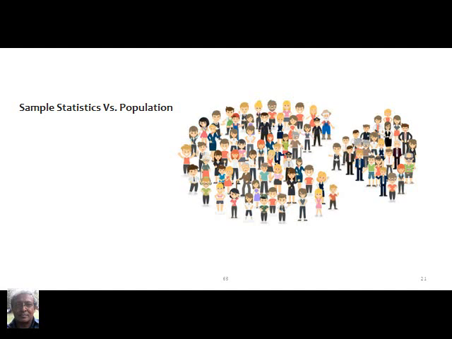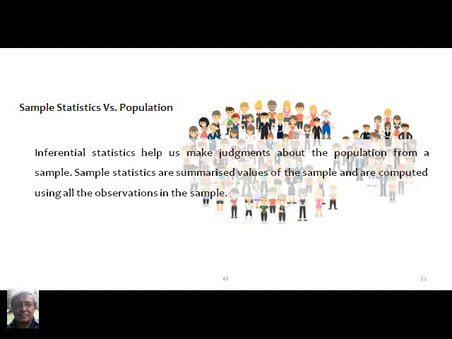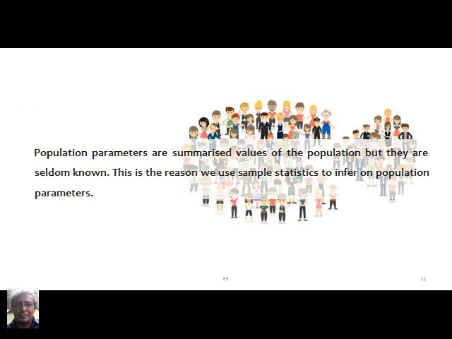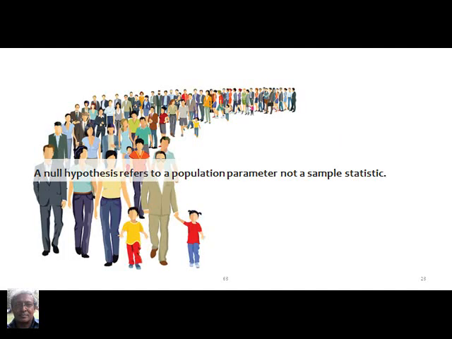Sample statistics versus population. Inferential statistics help us make judgments about the population from a sample. Sample statistics are summarized values of the sample and are computed using all the observations in the sample. Population parameters are summarized values of the population, but they are seldom known. This is the reason we use sample statistics to infer on population parameters. A null hypothesis refers to a population parameter, not a sample statistic.